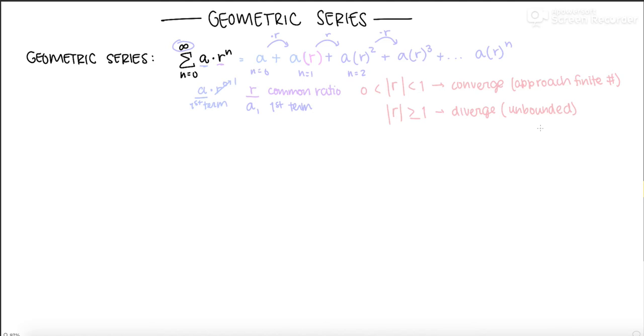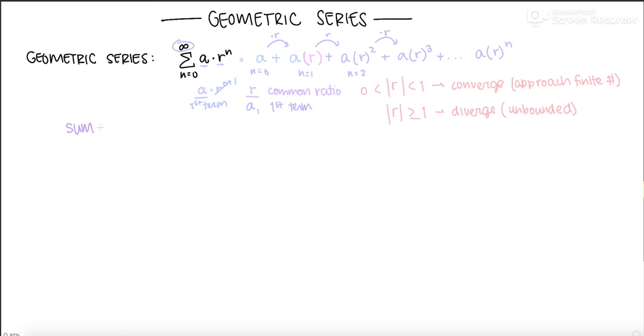That means that we're multiplying it by 1 or greater each time. So all our numbers are getting progressively bigger. So obviously that sum is not going to reach a finite value. So that's really a brief summary of our geometric series and the specific conditions we have for a converging or diverging series.